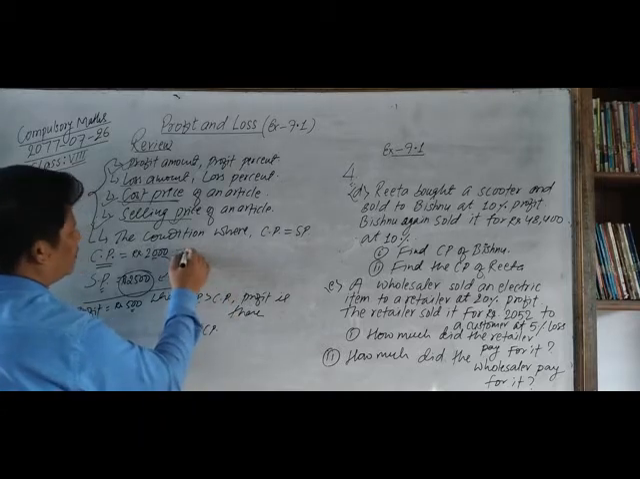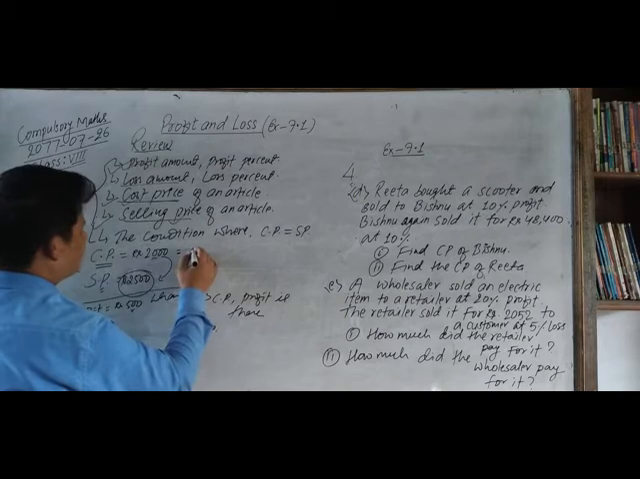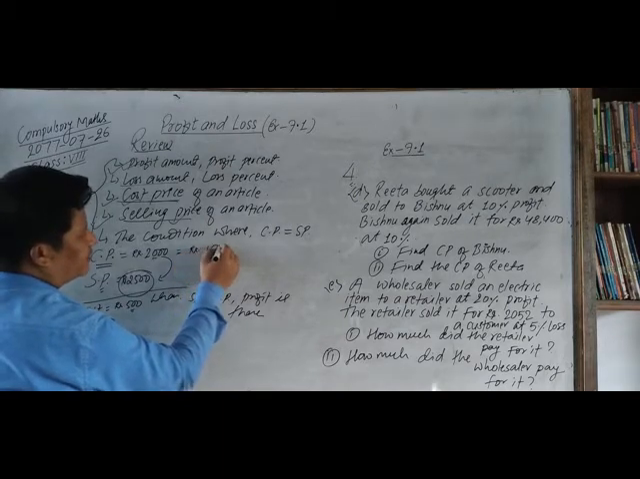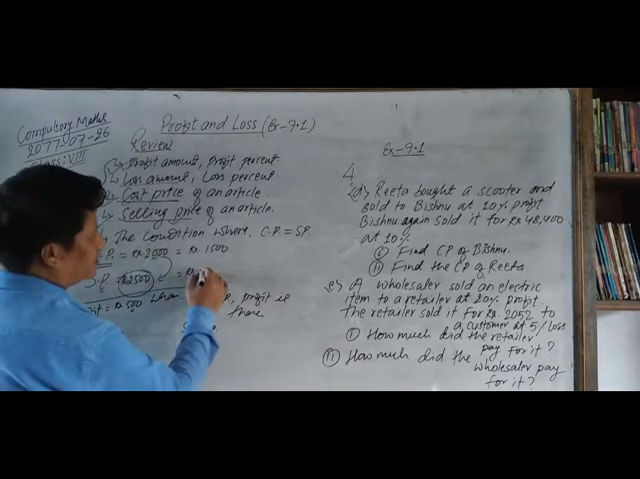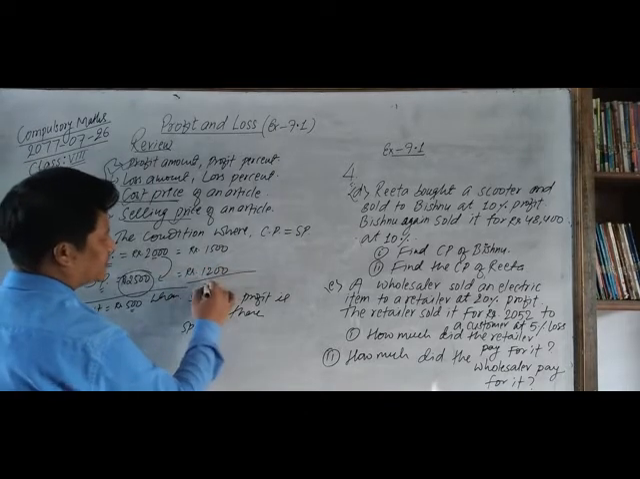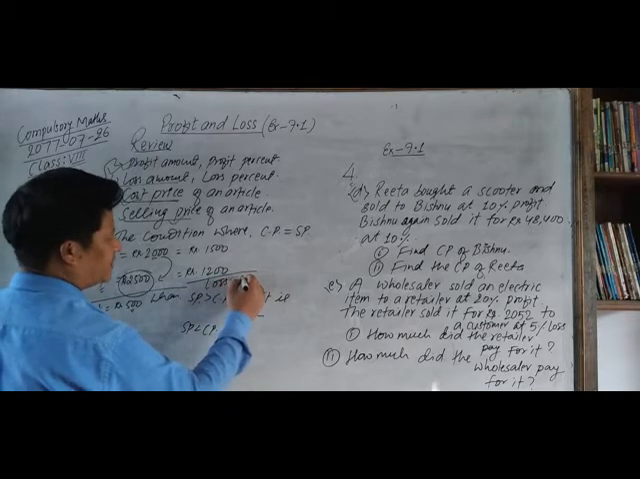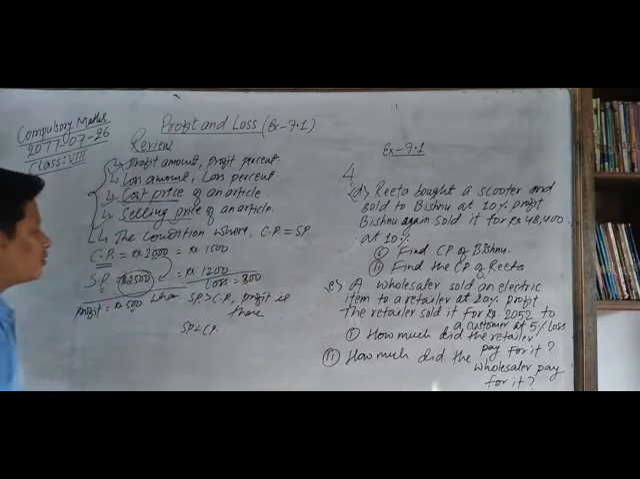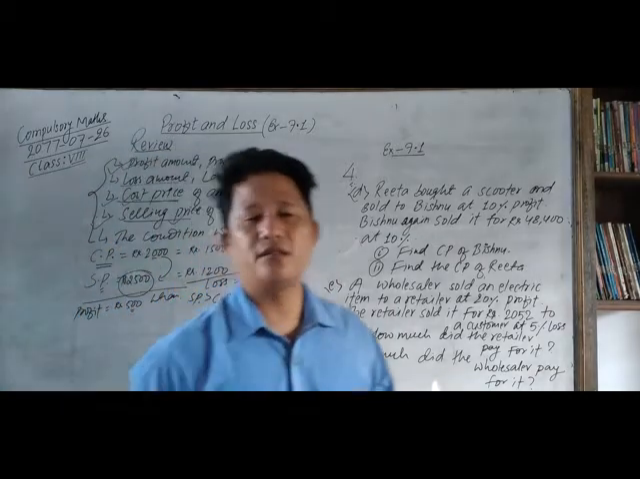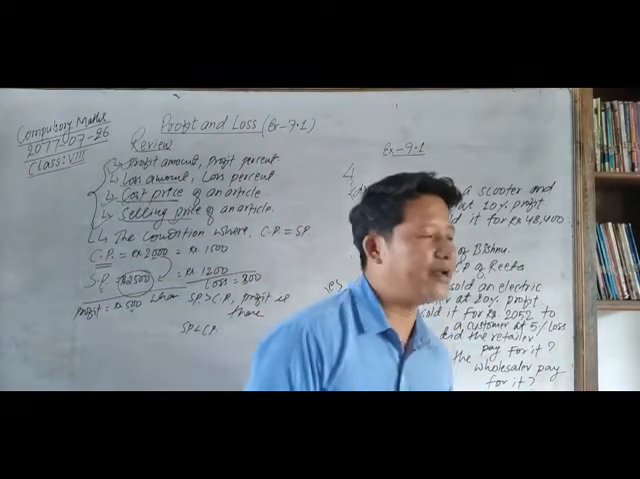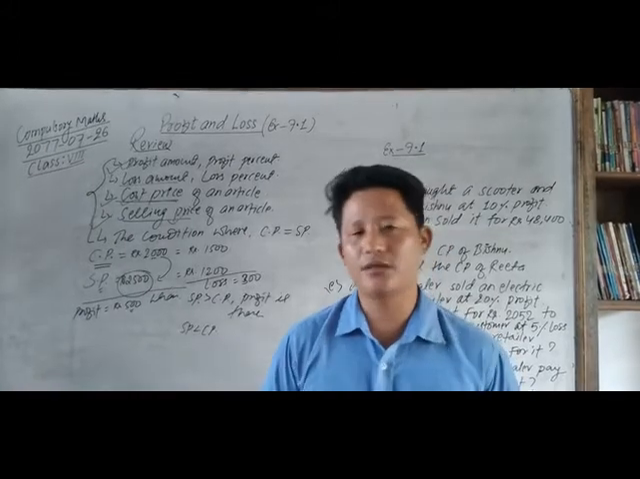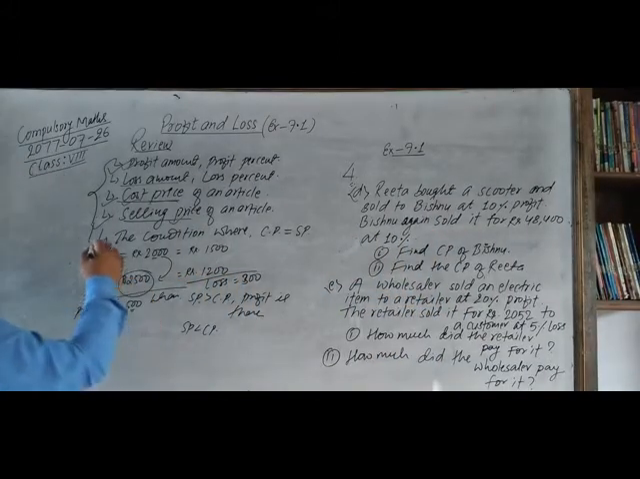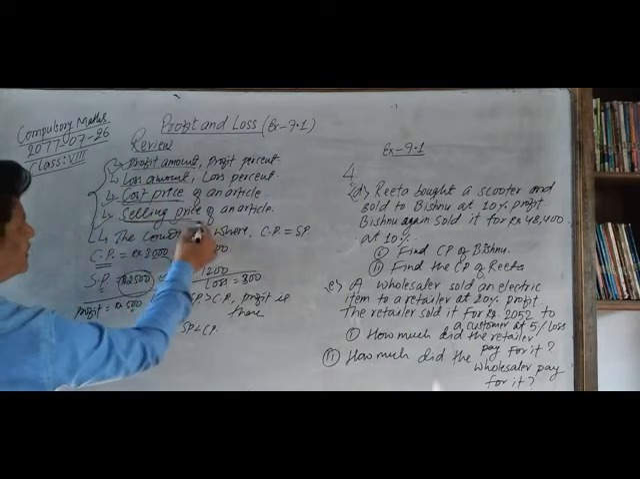Suppose we have bought an article for rupees 1500, and we sold out that article for rupees 1200. Then in this case, we have to bear the loss. The loss is 300. So when the selling price is less than cost price, when we sell the article less than cost price, then we have to bear the loss. So in this way, we can define profit amount, loss amount, cost price, selling price.